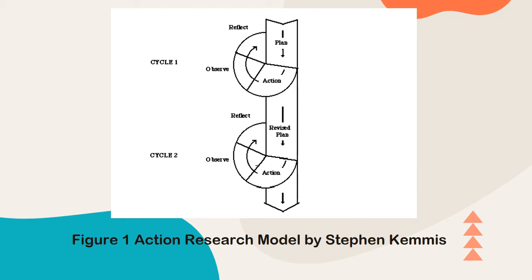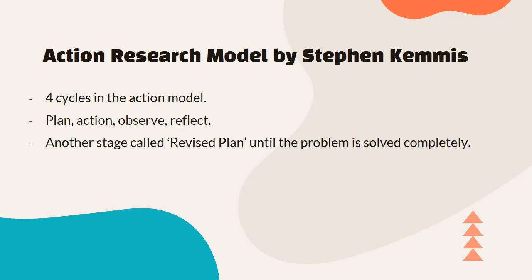So this is the action research model that I will use in this research proposal, which is by Stephen Kemmis. For the action research model by Stephen Kemmis, there are 4 cycles in this action model, which are plan, action, observe, and reflect. There is another stage called revise plan, which means that if the problem cannot be solved from the first plan, the first 4 cycles, the plan will be revised to help solve the problem completely.